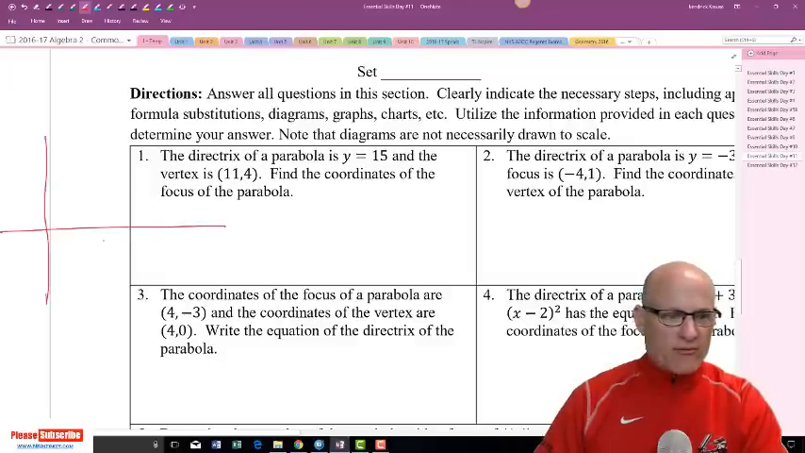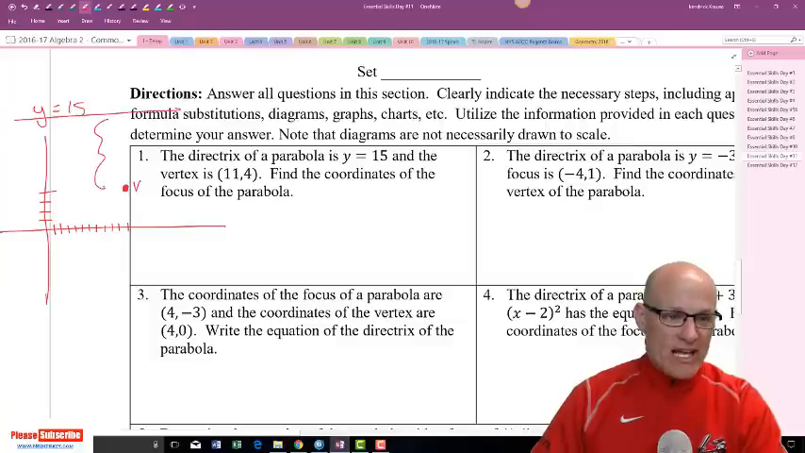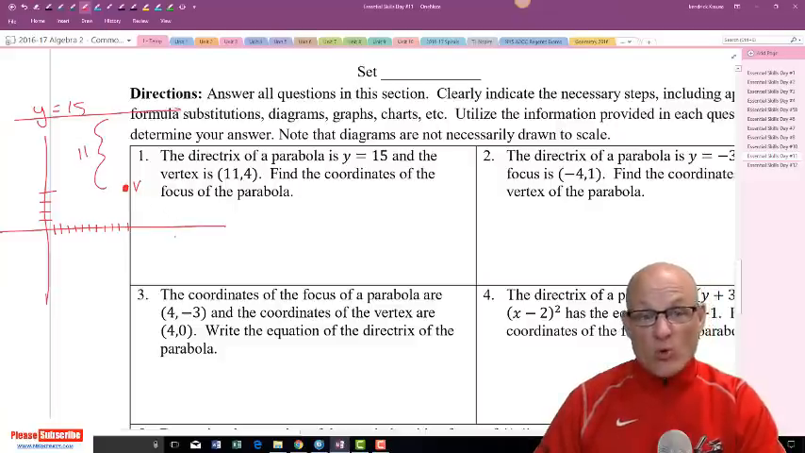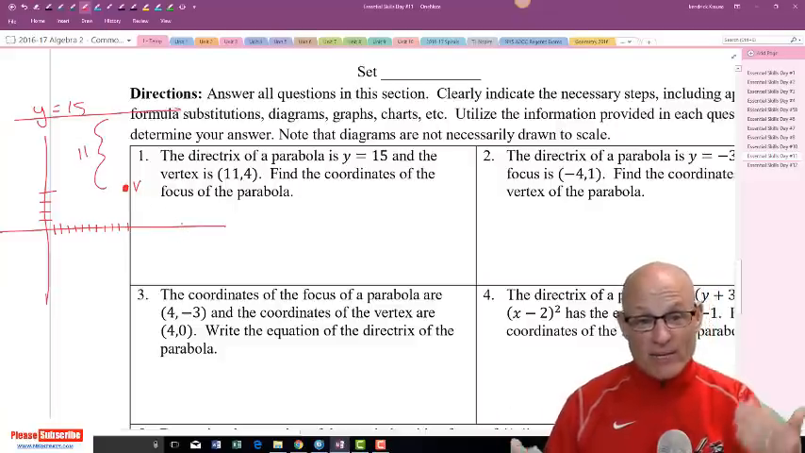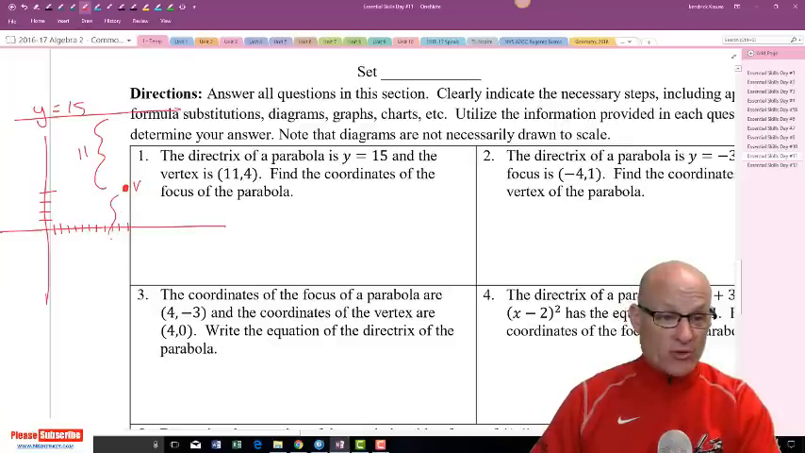The vertex is (11, 4). 1, 2, 3, 4, 5, 6, 7, 8, 9, 10, 11. 1, 2, 3, 4. Vertex. The directrix is y equals 15. Well, these are 11 away from each other. Now remember, the vertex is halfway in between the focus and the directrix. So if that's 11, I got to go 11 down this way to find the focus. So that's going to be at (11, down 7 more), negative 7.